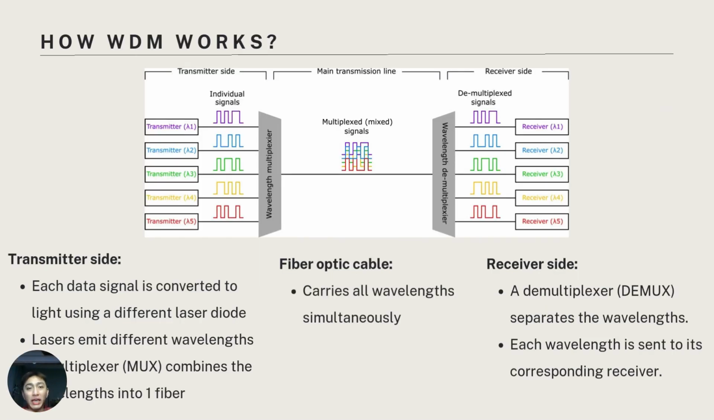So how does WDM work? WDM contains three sides. First is the transmitter side. Each data is converted to light using a different laser diode. The second is the fiber optic cable. It carries all the wavelengths simultaneously. And the last is the receiver side. A demultiplexer separates the wavelengths.